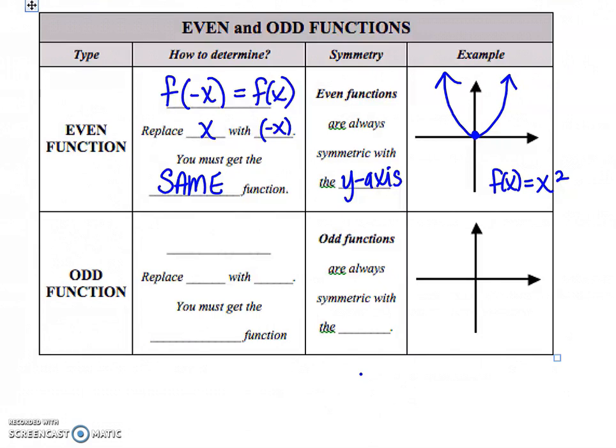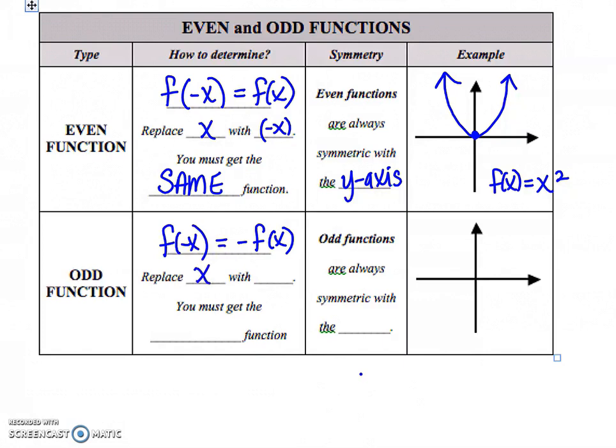When you plug in negative x values, you get the same thing. So if you plugged in negative x and squared it, you would get the same result as if you plugged in positive x and squared it. That's what it means to be an even function. Odd functions, on the other hand, when you plug in a negative x value, what you get back out is the opposite of the function, or negative f of x.